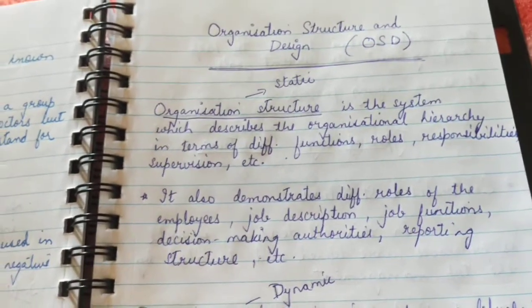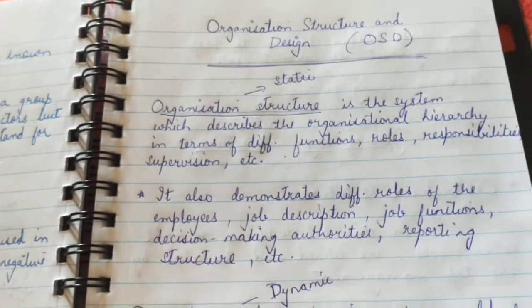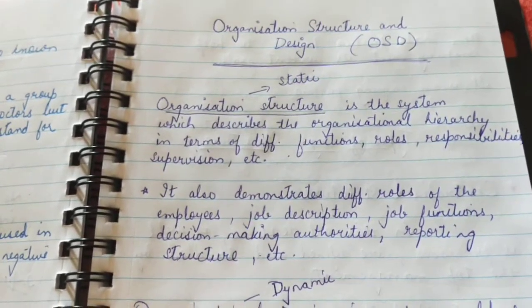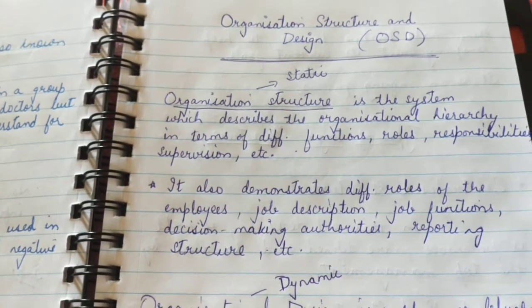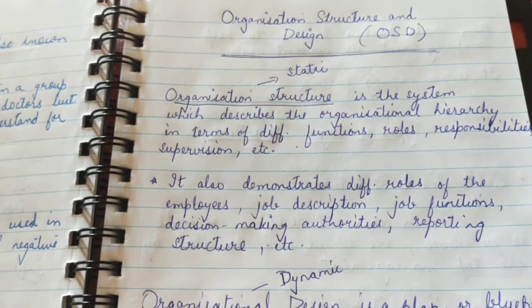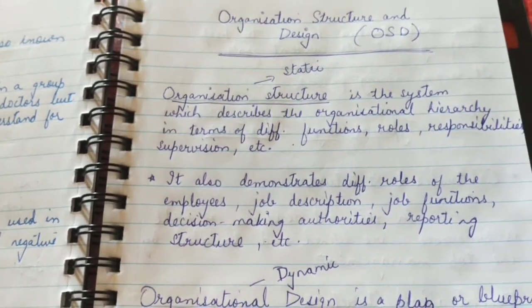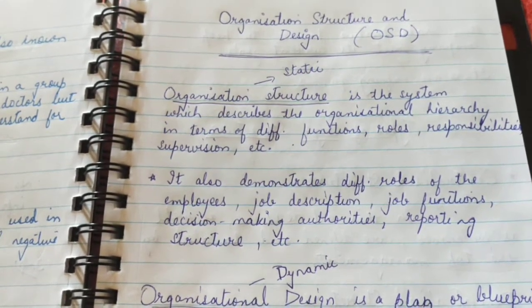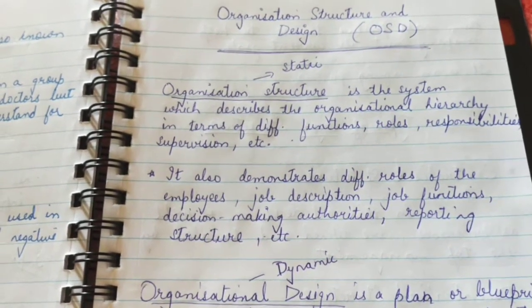Now if we talk about organization purpose, organization structure is the system which describes the organizational hierarchy in terms of different functions, roles, responsibilities, supervision, etc. It also demonstrates different roles of employees, job description, job functions, decision-making authorities, reporting structure, etc.